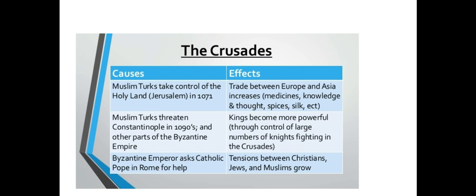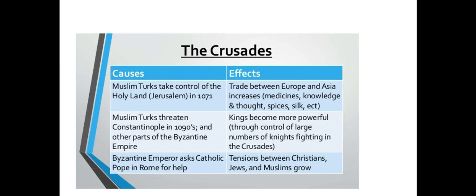And the effects, well, we do have trade increase between Europe and Asia. The Europeans who went down to the Middle East to fight in these crusades realized that they wanted things like pepper and oranges and different spices and silks. The kings also became more powerful because the kings were leading the armies. So this ultimately led to the church being less powerful and to nobles being less powerful. So the kings were able to become more powerful and to centralize control in their little countries.